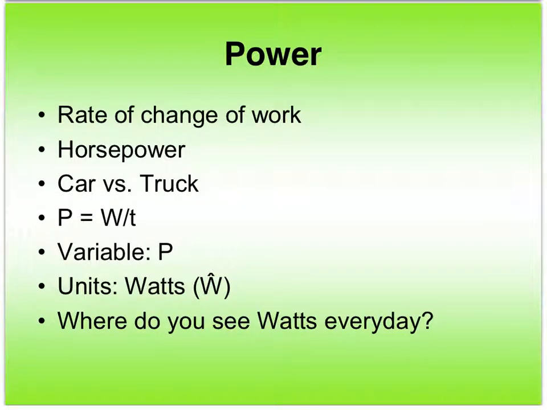Now power is the rate at which work is done. We hear this commonly as horsepower. My car has a certain amount of horsepower, a truck has a certain amount of horsepower. Power is the amount of work that you can do in a time interval. It's how much force you apply, the distance you travel, and the time it takes. Power is a capital P, it's its variable, and it's work over time. Now, that would be joules per second, which is also called watts.